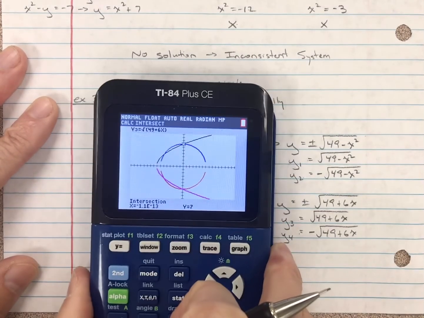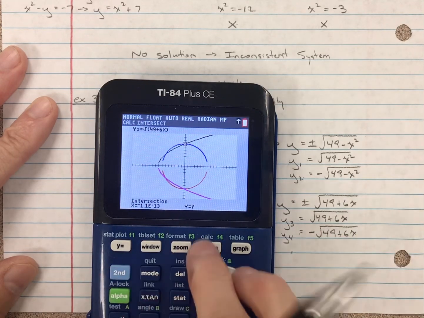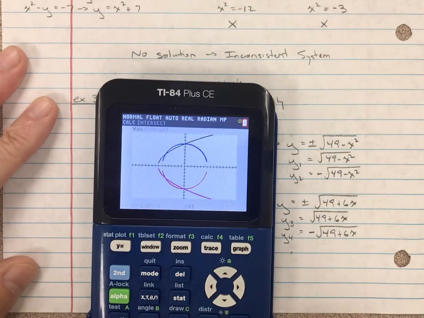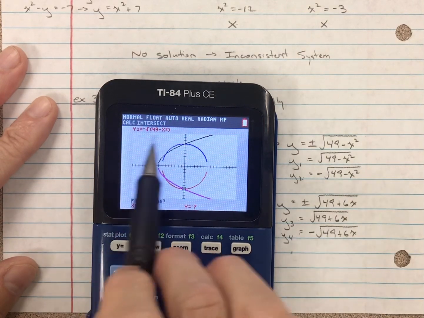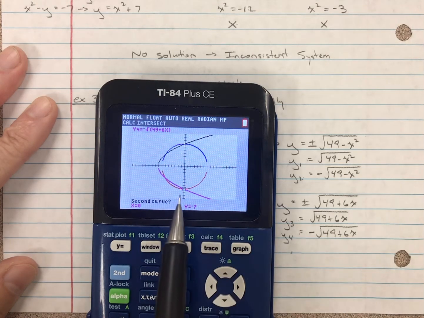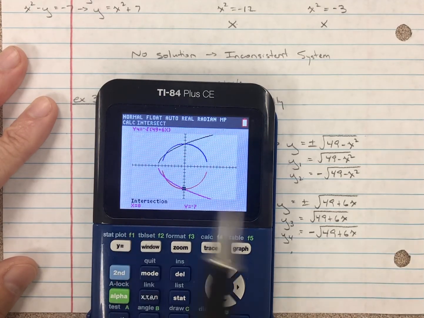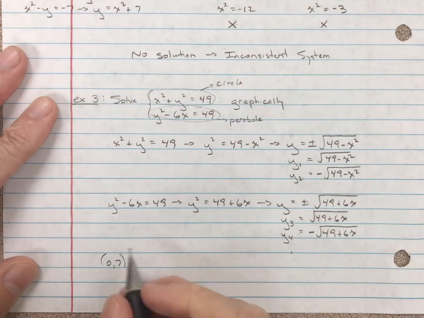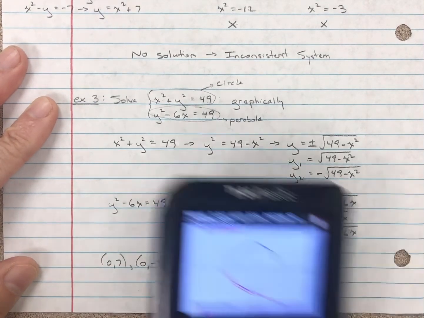I'll bet if I go down to here, so second calc intersect, I'm looking at the red and the pink. Well, y2 is the red, enter. Now I need the pink, y4. I need the pink one down here, enter. Take a guess, 0, negative 7. So those are two of the solutions, 0, 7 and 0, negative 7.